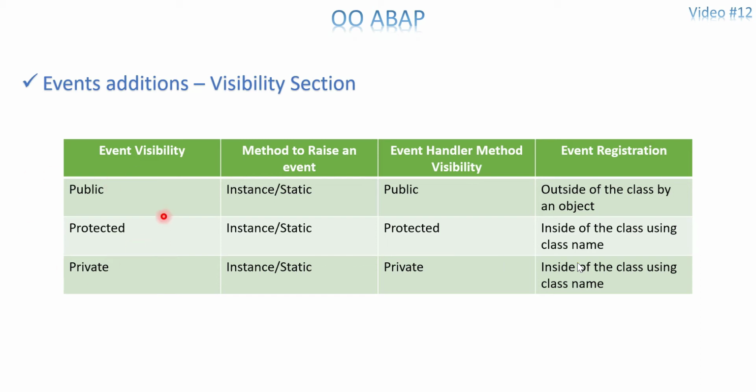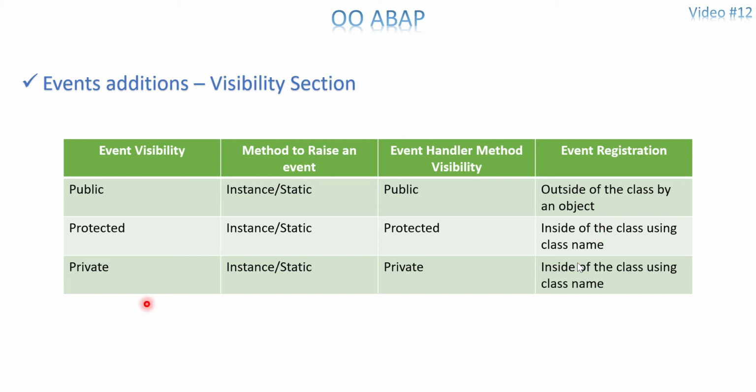And if your event is protected, then the event handler for the protected event should be a protected method. The visibility of that event handler method should be protected. Otherwise, you'll get a syntax error. I will show you. And the event registration is inside the class because a protected method cannot be accessed outside of your class using an object. So you have to register your protected event handler method using a class name inside your class.